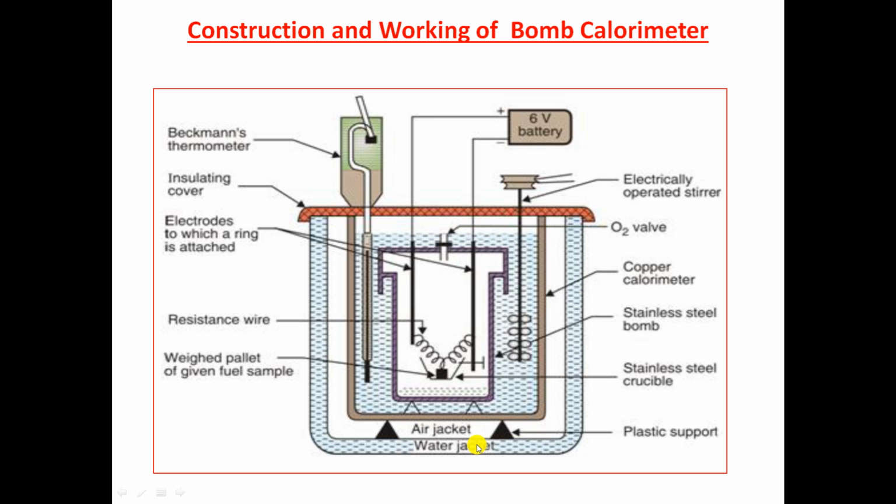The copper calorimeter is also fitted with an electrically operated stirrer to mix the water. The electrically operated stirrer will stir the water in order to spread the heat equally throughout the entire water.